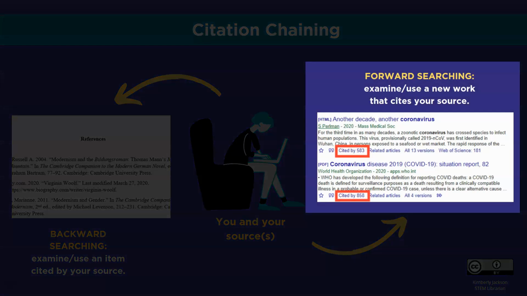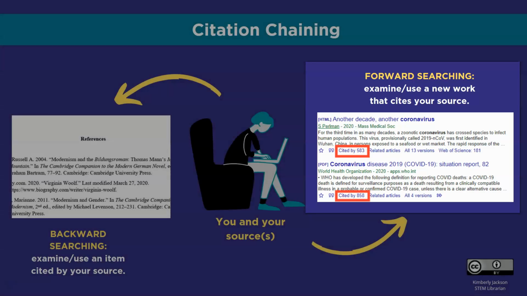Forward searching is when you use a resource such as Google Scholar or the Web of Science database to find books and articles that have cited your source in their own research. Forward searching allows you to move forward in time from when your article was published and brings you up to date with research in the field.